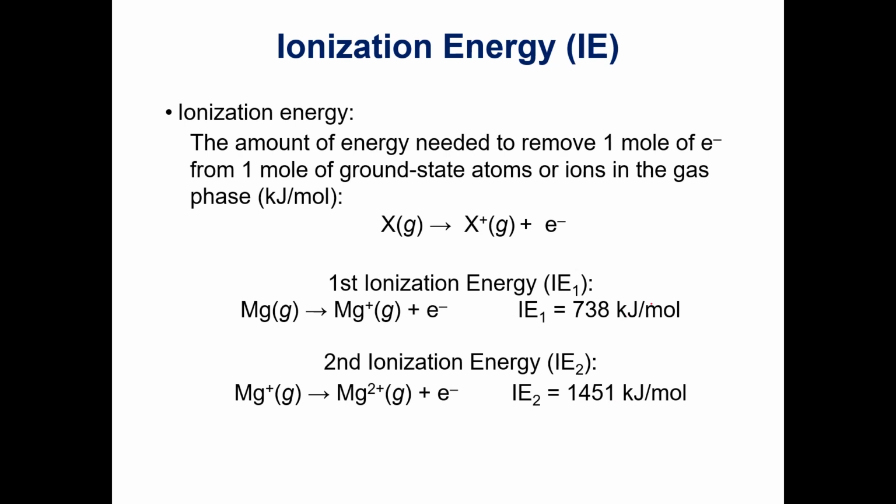The reason for that is that we've now removed all the valence electrons that get us down to a noble gas configuration. So we're now trying to remove electrons that are in the core shells. As you go past the number of valence electrons that an atom is willing to give up, the ionization energy increases significantly.